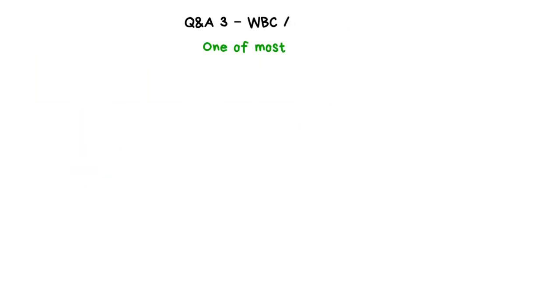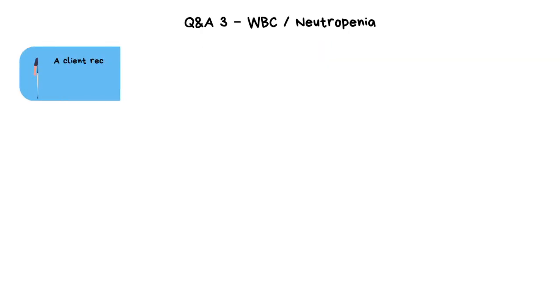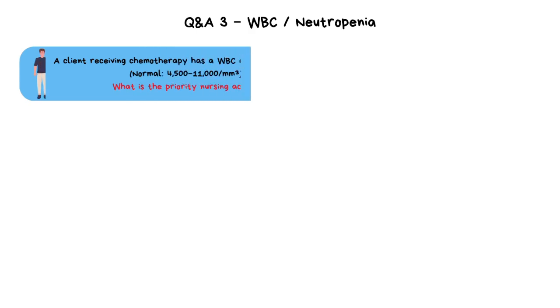Finally, let's cover white blood cell counts, one of the most important lab values to recognize during chemotherapy. Severe neutropenia places the client at extremely high risk for infection. A client receiving chemotherapy has a white blood cell count of 2,000 per cubic millimeter. The normal range is 4,500 to 11,000. What is the priority nursing action?